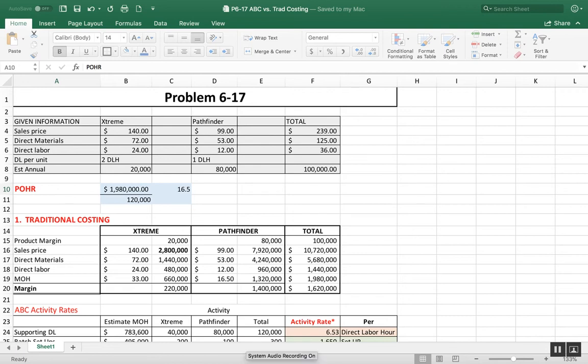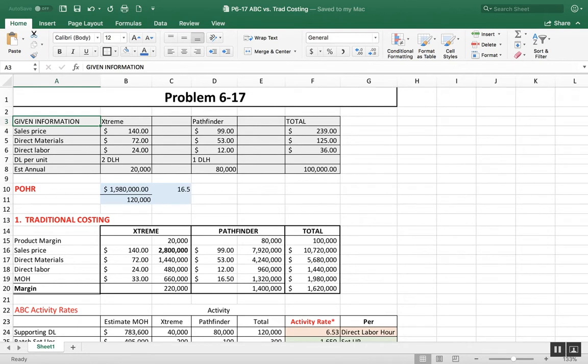Hi everybody, this is an explanation of problem 6-17. There are quite a few steps involved here, so I thought it might be useful for us to go through this together. The shaded information here is just the information that I have been given in the problem.